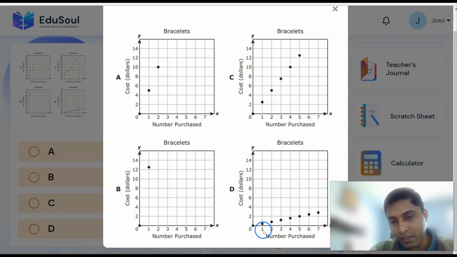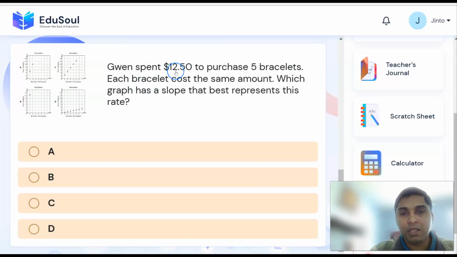And the fourth one is saying that for 5 bracelets you are going to pay $2. That's what D says. For 5 bracelets you are going to pay $2. So I explained all these options, and we're going to read the question one more time.